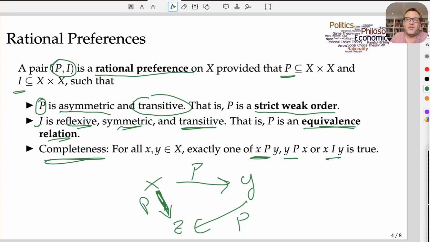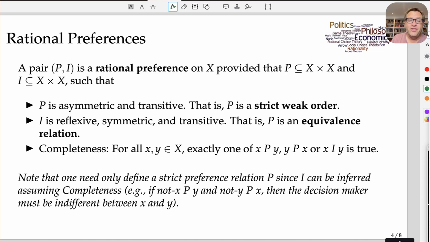This means in particular that a rational preference can't have any non-comparable elements. So you can't have any elements that are not comparable. So the N relation must be empty. There must be nothing in the N relation. So note, this means that if we're talking about a rational preference for a decision maker, then you only need to specify what your strict preferences are, because your indifference relation can simply be inferred assuming completeness.